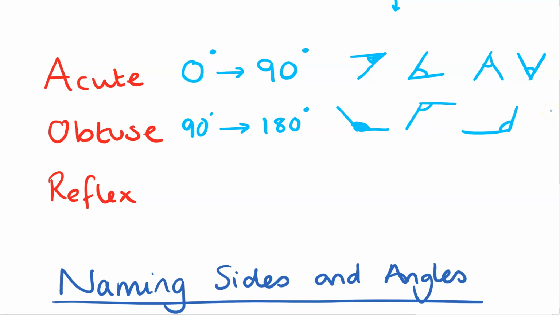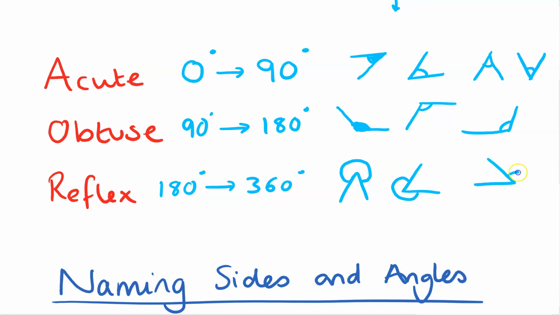And then reflex. Reflex are the ones that go beyond 180 up to 360, and they're kind of the long way round angles. So instead of being an acute angle in the middle there, you would go the long way round, so it's the outside bit. Or again, it could be that way round, or it could be that way round. It doesn't matter, but it's always the long way round.